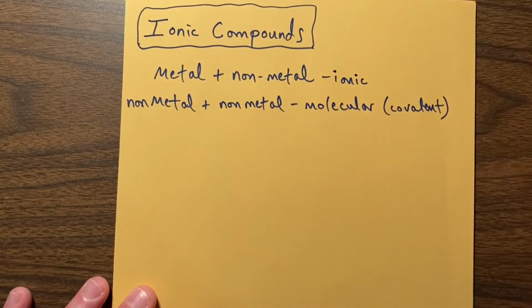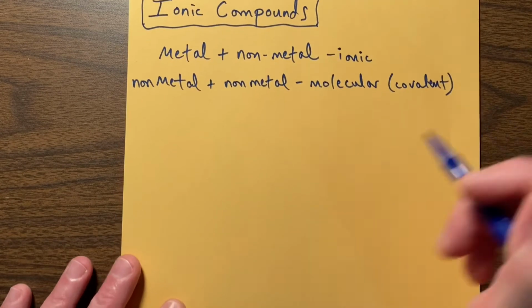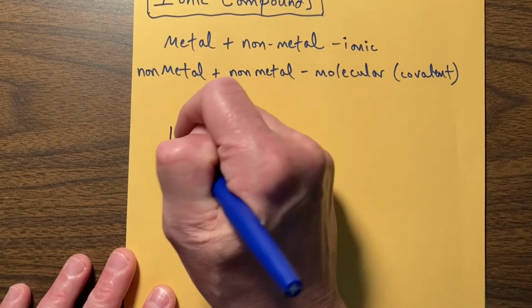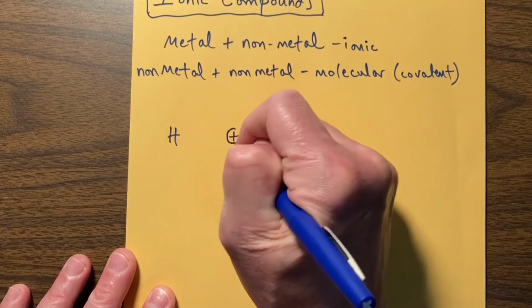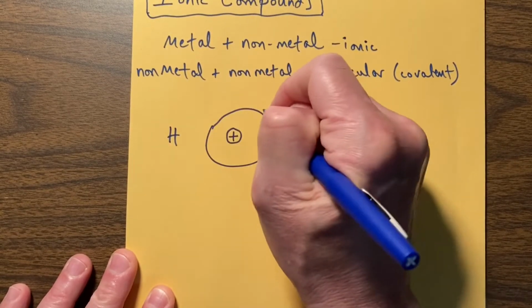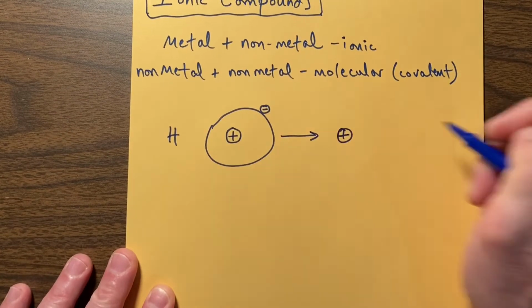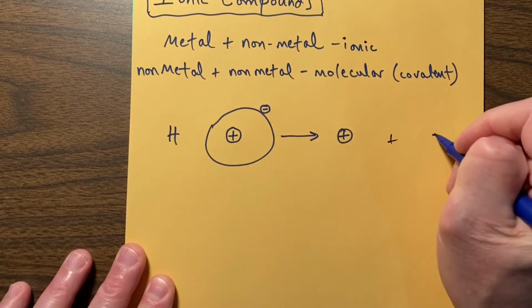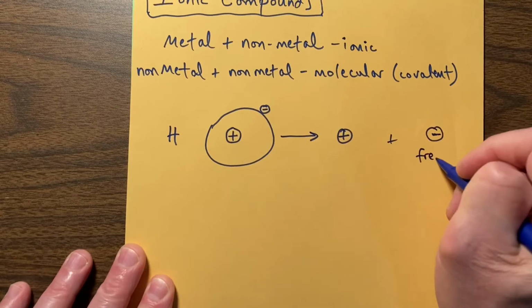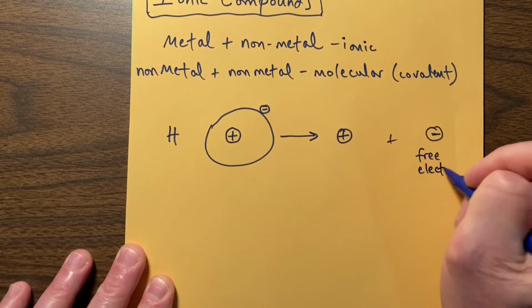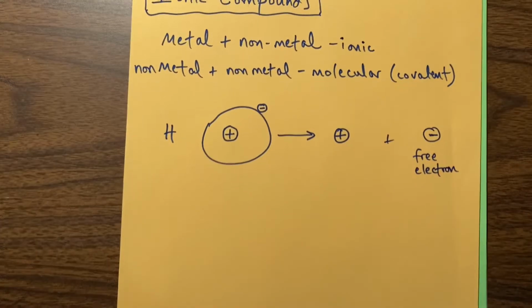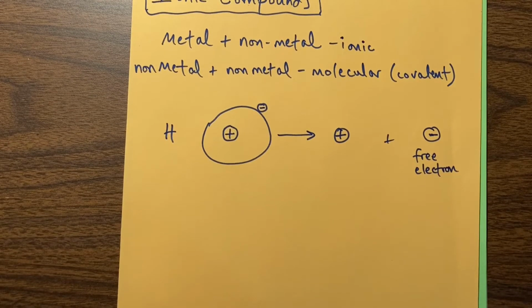Now, the simplest ion is hydrogen. So hydrogen looks like this. It has a proton with an electron orbiting around it. And if it loses that electron, it will become a bare proton and a free electron. And that free electron will be donated to another element, or it can be used to conduct a current and things like that.